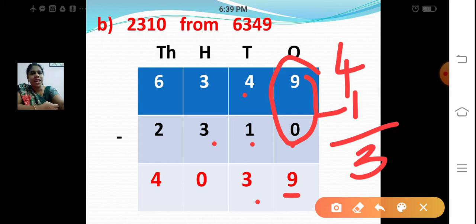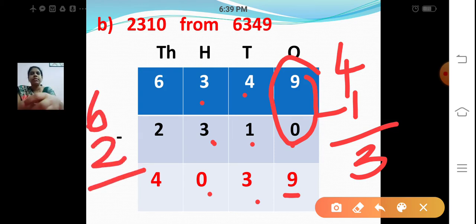Now let's move on to the hundreds place. 3 minus 3. When you subtract a number from itself, the answer is 0. So write it down, 0. Now let's subtract the thousands place. 6000 minus 2000. 6 minus 2. So start from number 2, count forward till you reach 6. After 2, 3, 4, 5, 6. So 4. 6 minus 2 is 4. Write it down, 4.